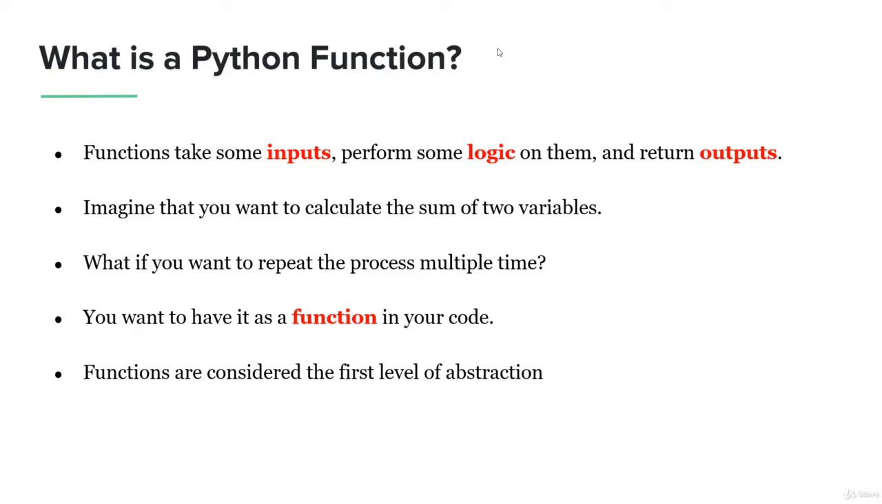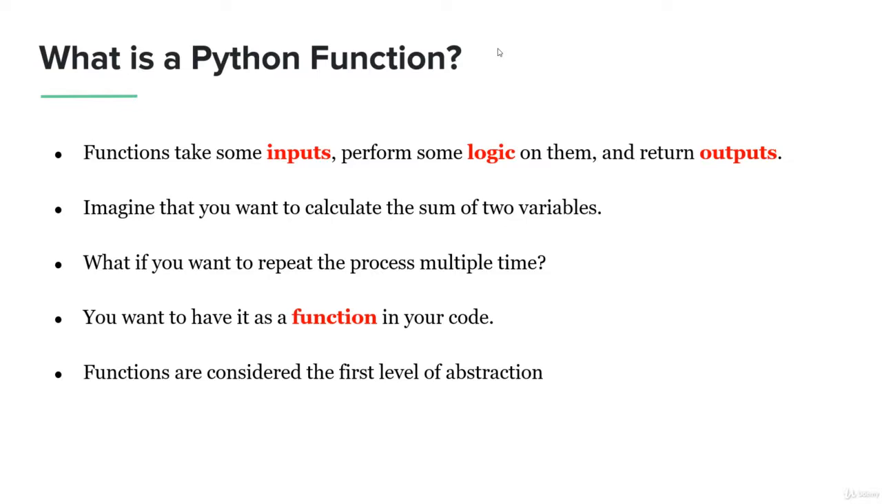This is the second level of abstraction, and then a function that calls another function that called a third function. So this is the third level of abstraction. But for this course, we are only concerned about the first level of abstraction, which is functions. Okay? So again, functions basically take some inputs, perform some logic on these inputs, and return some outputs, if any.